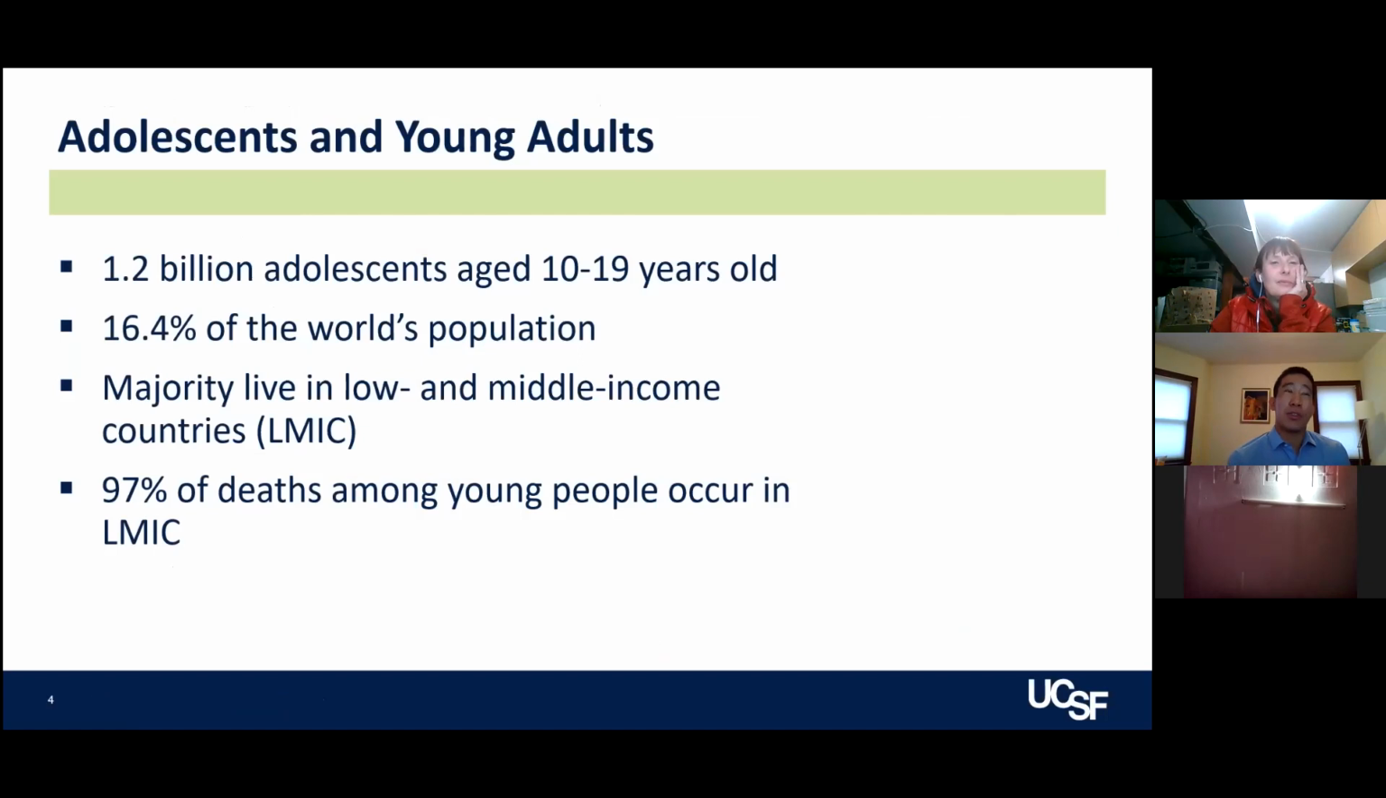There's actually very little research on adolescent food insecurity particularly, so I thought I would talk a little bit about adolescence and young adulthood in general, and social determinants of health, before we go specifically to food insecurity. There are 1.2 billion adolescents, with the WHO definition of age 10 to 19 years, making up 16% of the world's population, but a vast majority live in low and middle income countries, and 97% of deaths among these young people occur in low and middle income countries.